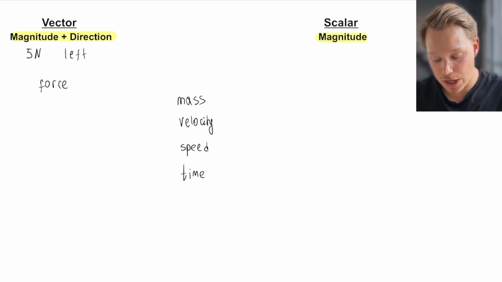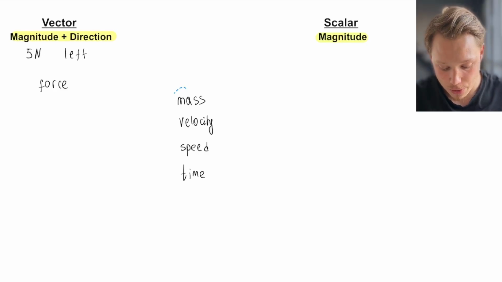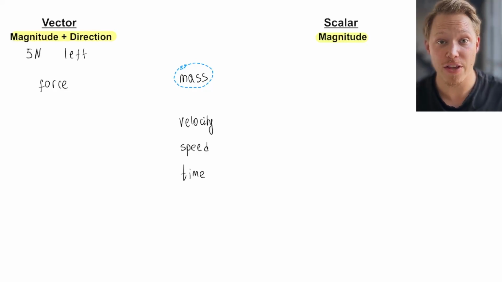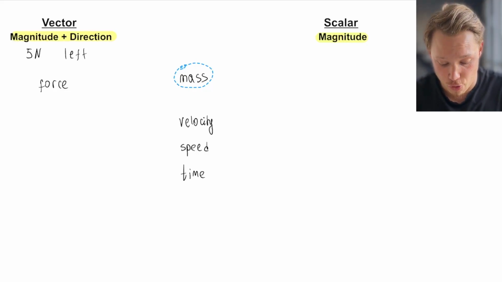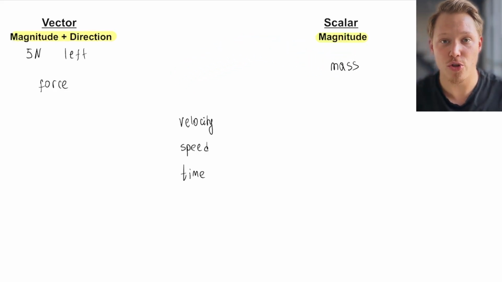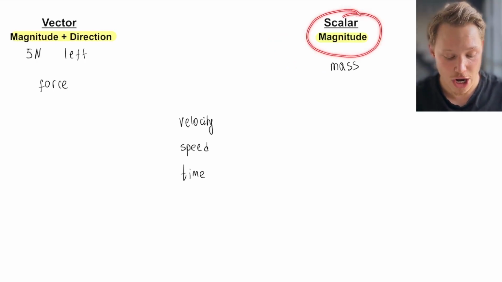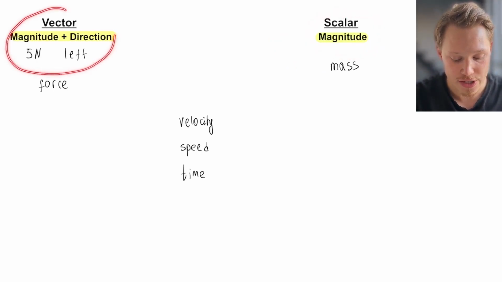Now, what about a scalar? Mass, for example, cannot have a direction. It doesn't make sense to say that something is 5 kilograms to the left or 5 kilograms to the right. So therefore, mass is always going to be a scalar. So just to sum up, scalars cannot have a direction and vectors always have a direction.